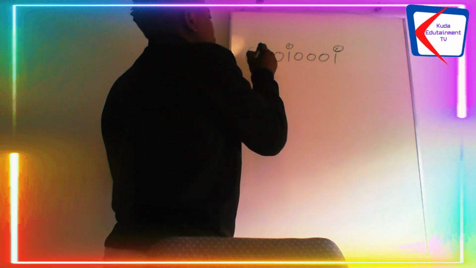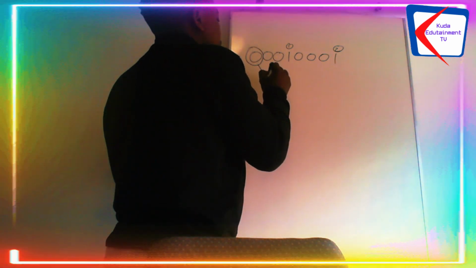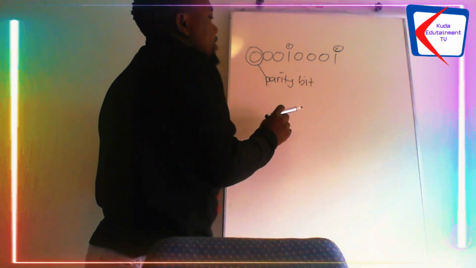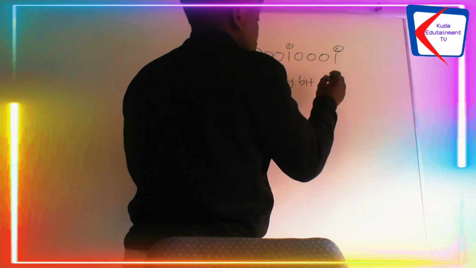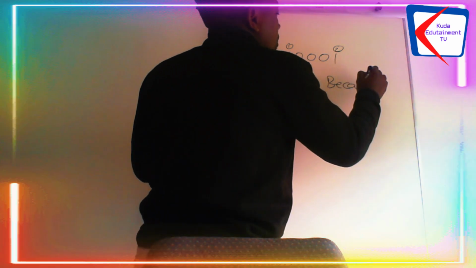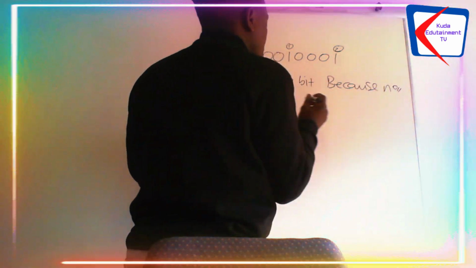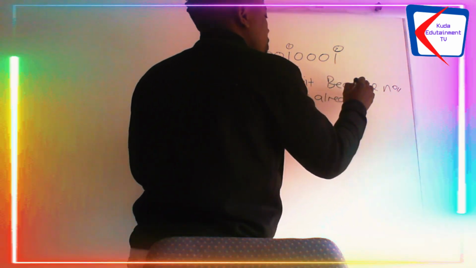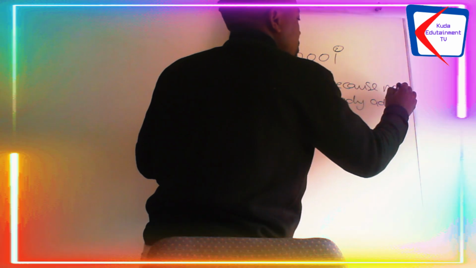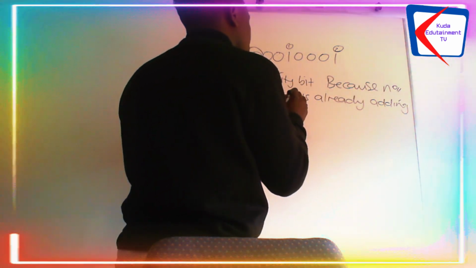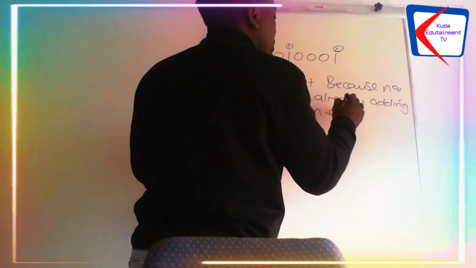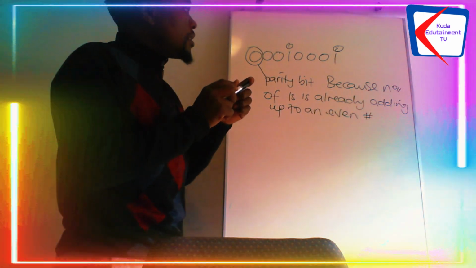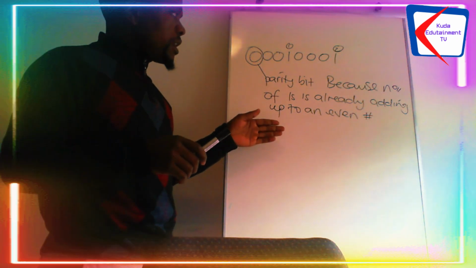Our parity bit should be a 0. Why? Because the number of ones is already adding up to an even number. So this is even parity. So the explanation is the same.